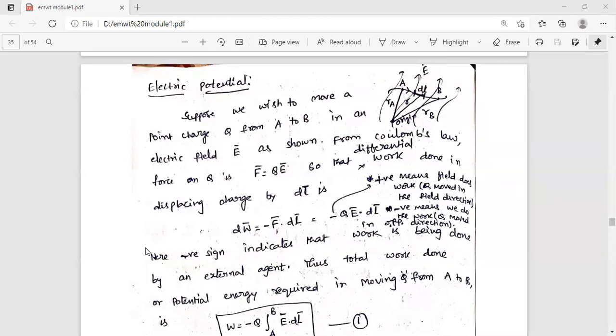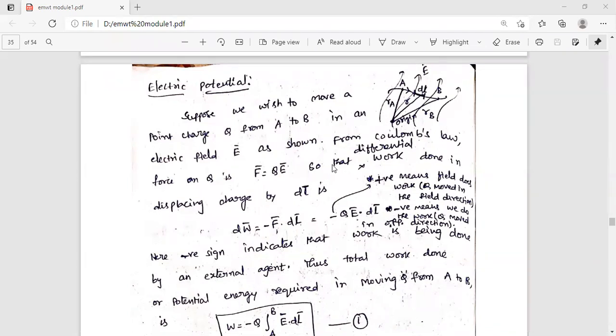Previously we discussed Gauss law and applications of Gauss law. Till now we discussed two important topics in module 1: one is Coulomb's law and another one is Gauss law. Using these two, we learned how to find electric field intensity for different types of charge distributions, and we also did some example problems. Now the next topic is electric potential.